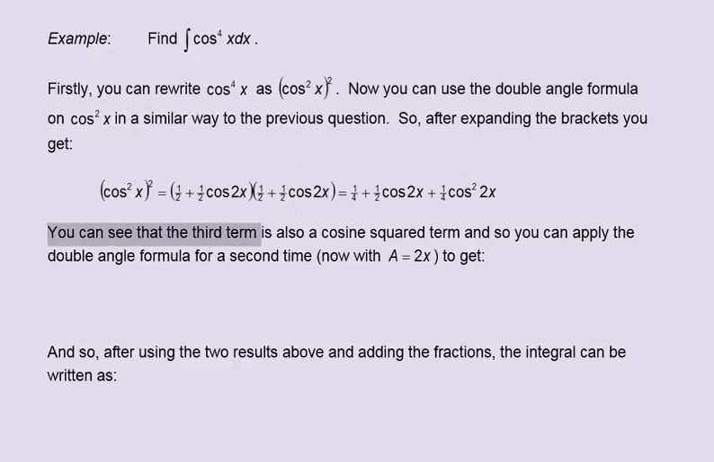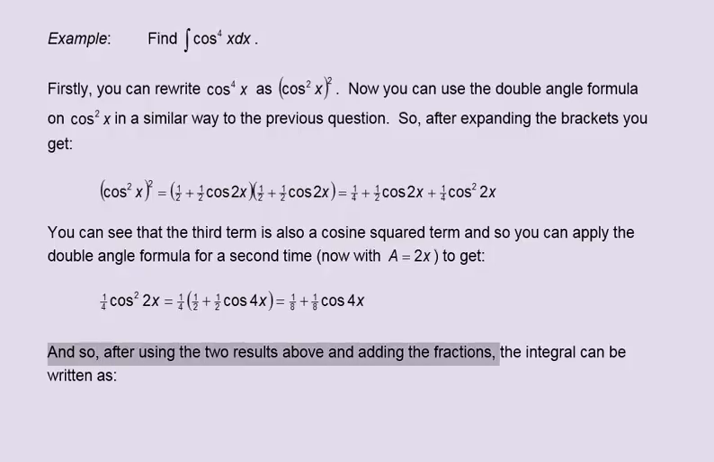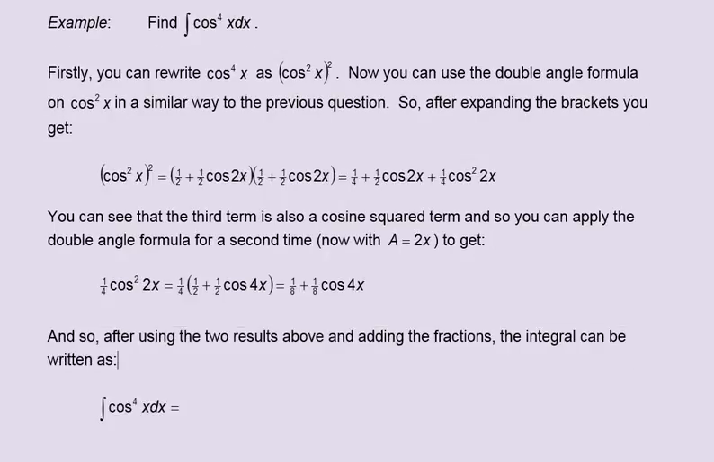You can see that the third term is also a cosine squared term, and so you can apply the double angle formula for a second time, now with a equals 2x, to get a quarter of cos squared 2x equals a quarter multiplied by a half plus a half of cos 4x, which equals 1/8 plus 1/8 of cos 4x. And so, after using the two results above and adding the fractions, the integral can be written as the integral of cos to the power 4 of x with respect to x equals the integral of 3/8 plus a half of cos 2x plus an eighth of cos 4x with respect to x.